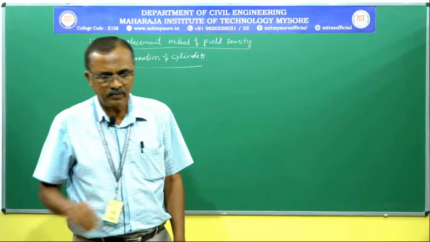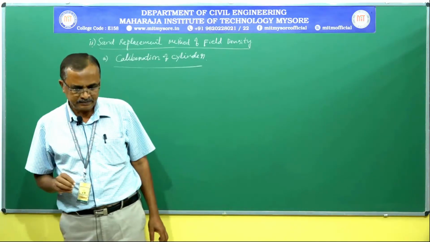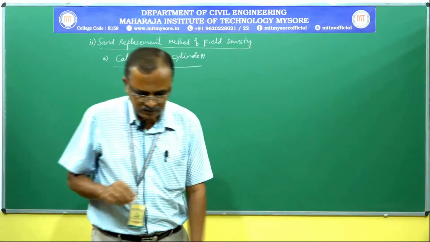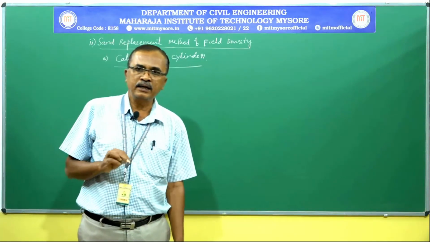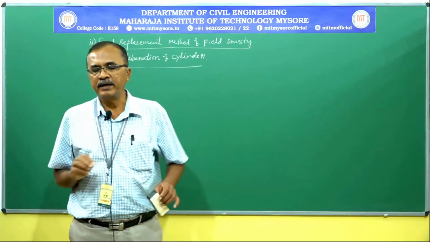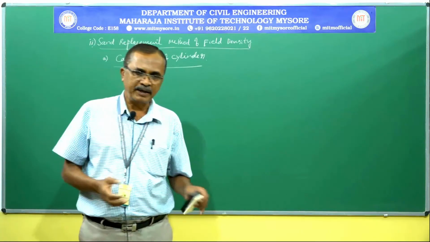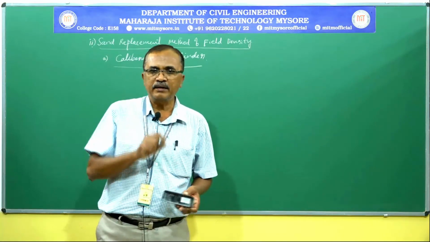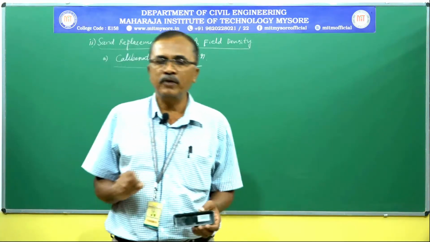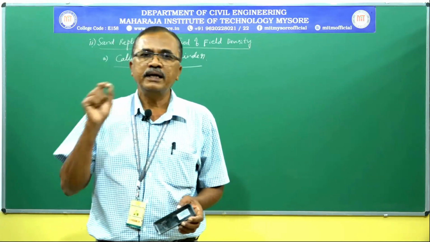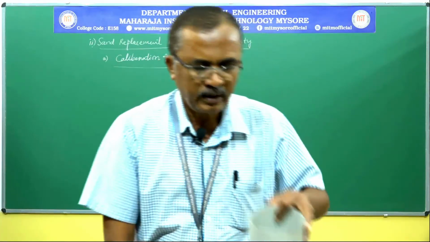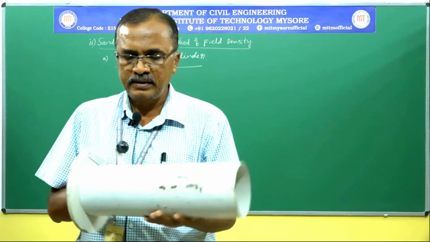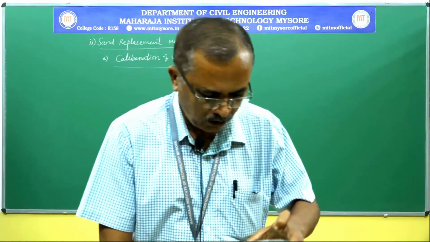First stage of the calibration can be carried out in the laboratory. First you have to take dry sand, passing 1 millimeter and retaining in 600 micron or 300 micron. So take pure clean dry sand, passing 1 millimeter and retaining in 600 micron, and fill it in the sand pouring cylinder after closing the shutter.